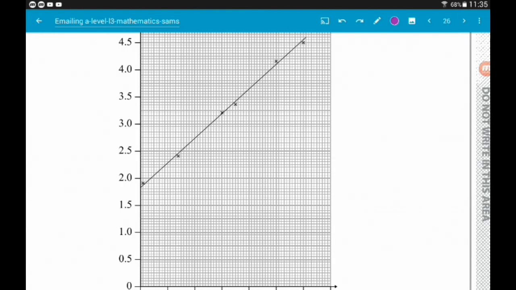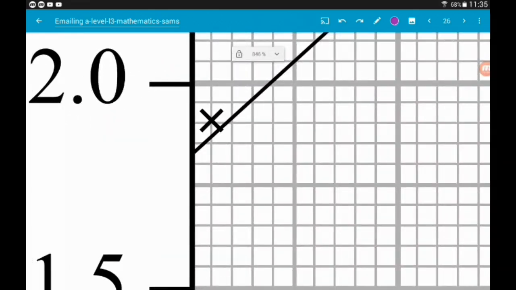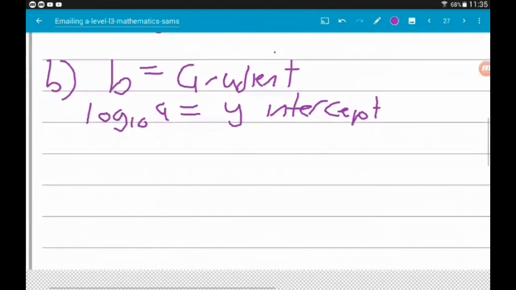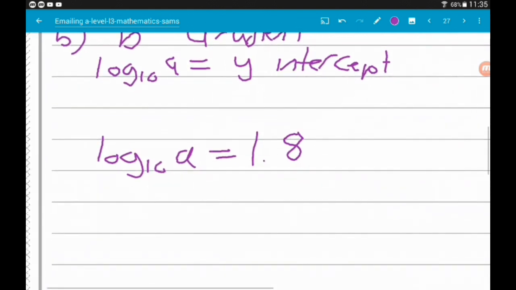So if we go back to the graph, we want the value of the y-intercept, which is this point here. Now, I reckon we would be alright using the y-intercept here is 1.8. It's only just above, but I think we would be fine. Saying that, log base 10 of a is equal to 1.8. Now, we want to work out here then what a is.